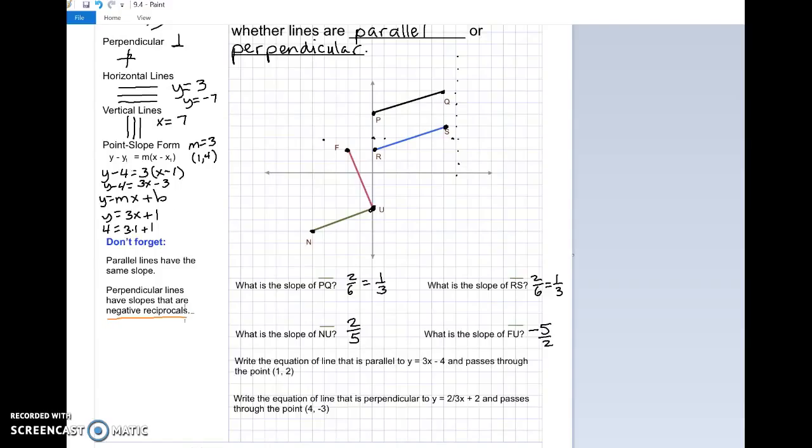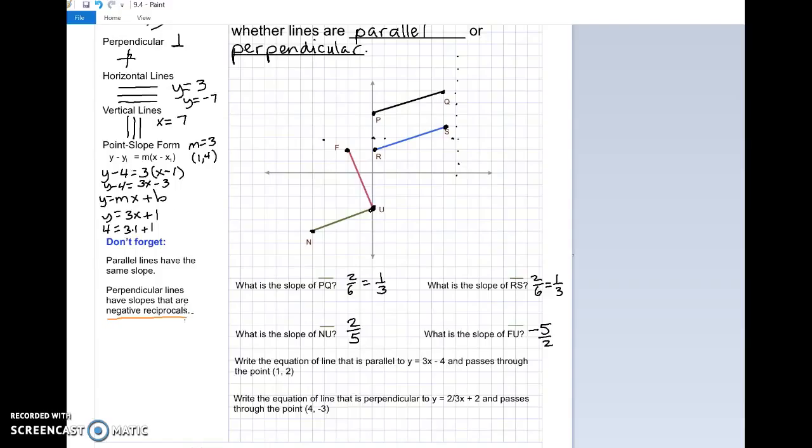Now that we have that information, we can actually use what we know about perpendicular and parallel lines, and we can predict whether lines are parallel, whether they're perpendicular, or whether they will intersect at some point and, even though they intersect, they're not perpendicular. So parallel, perpendicular, or neither. Why don't you try this one?